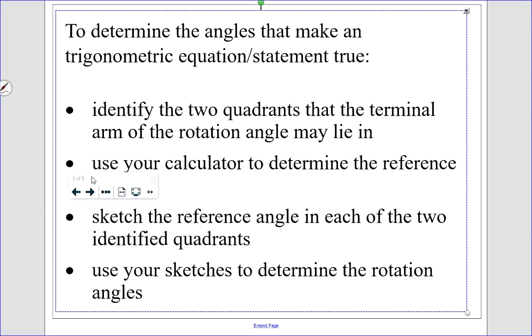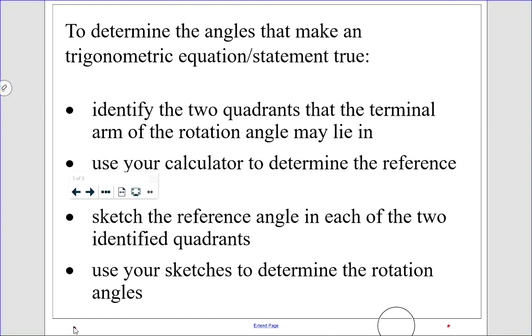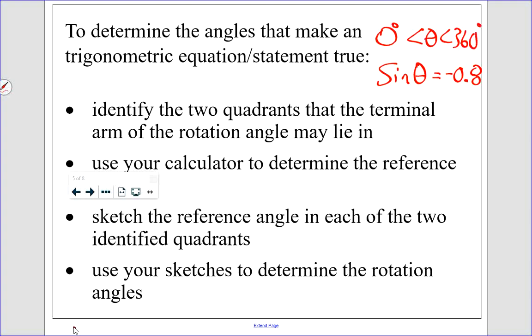And that's how to solve a trigonometric equation. So what I'm talking about here, everybody, is if I give you sine of theta equals negative 0.8, and I say find theta where theta lies between 0 and 360 degrees. This is what I'm talking about here.